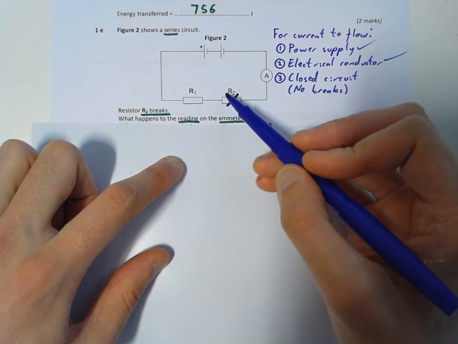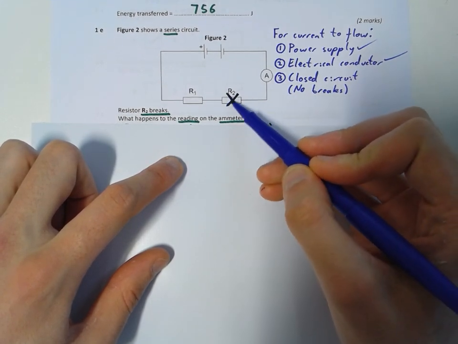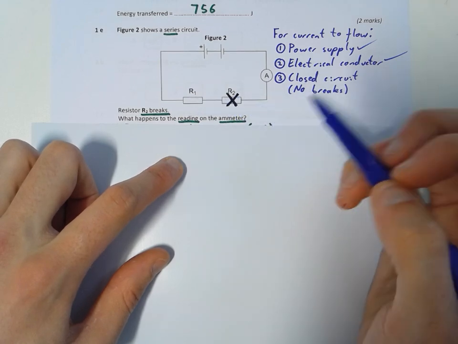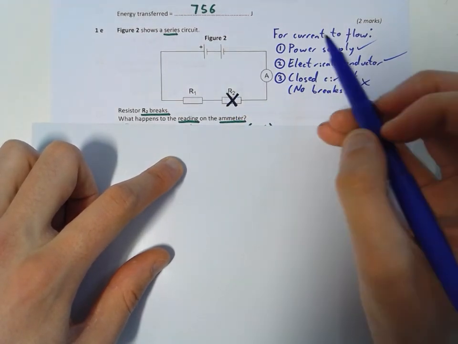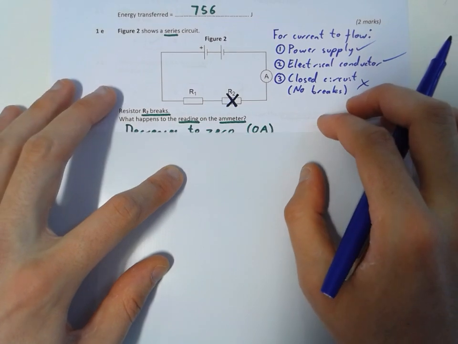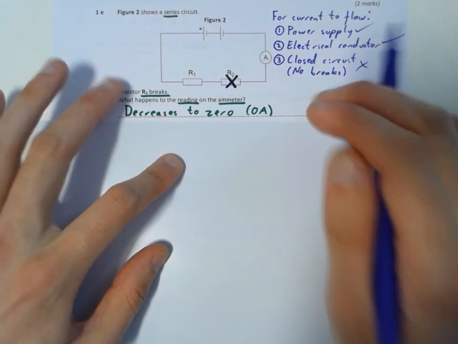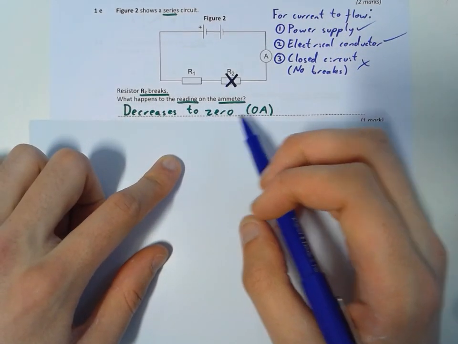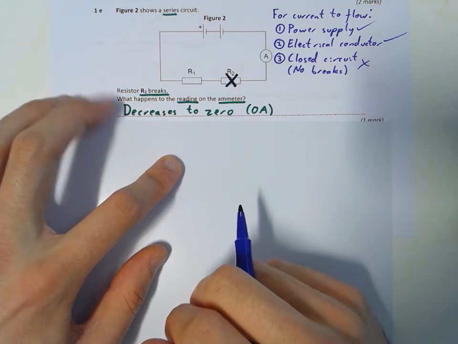Well, here in our series circuit we would have a break, a gap in the circuit, so we don't have a closed circuit, therefore current cannot flow. So we would say that the reading on this ammeter decreased to 0, or you could say the reading would be 0 amps. 1 mark there.